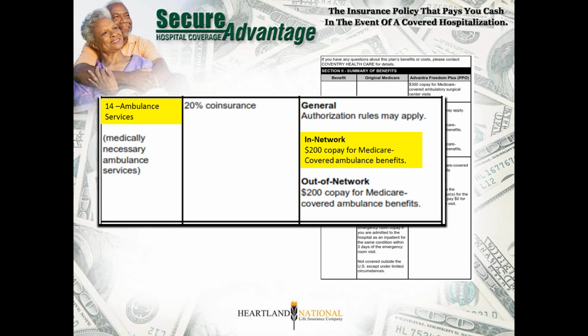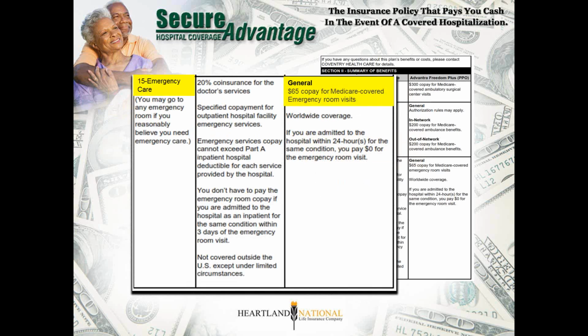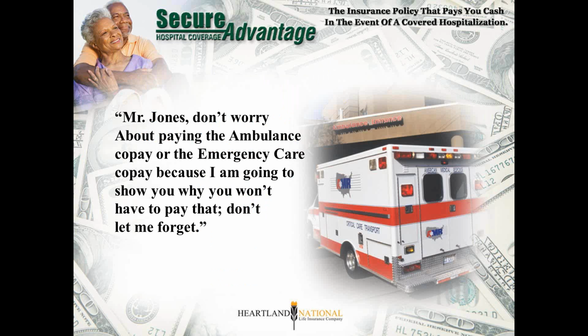Now, that ambulance is going to take you right onto the emergency room, and when you get in that emergency room, most plans today have a $65 copay for Medicare-covered emergency room visits. So I take the $200 and the $65 copayment, and I write it right underneath the $1,750, and I say to my prospect again, now, again, Mr. Jones, don't worry about paying those ambulance copayments or the emergency room copayments, because I'm going to show you how you're going to get away from having to pay those.